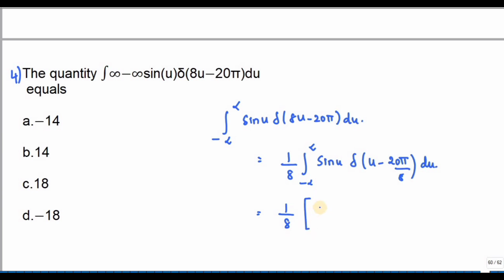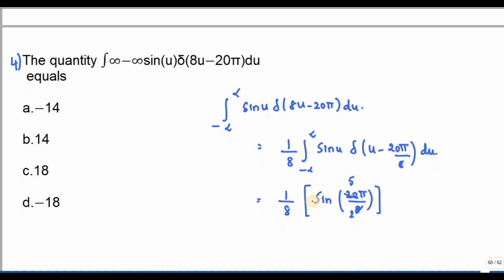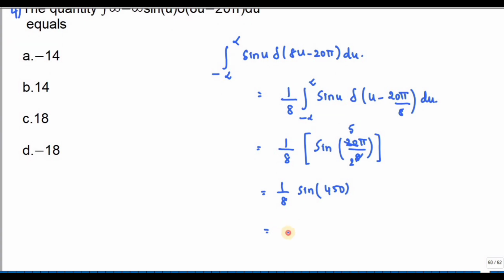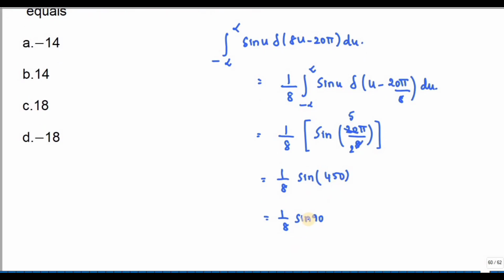Sine 20 pi divided by 8. 180 divided by 8 is 90 divided by 4, it is 45, right? So it is 450, sorry. So 1 divided by 8 of sine 450. That is 1 divided by 8 into sine 90, because 360 plus 90 is 450. So what is sine 90? The answer is 1 by 8. That's your answer.